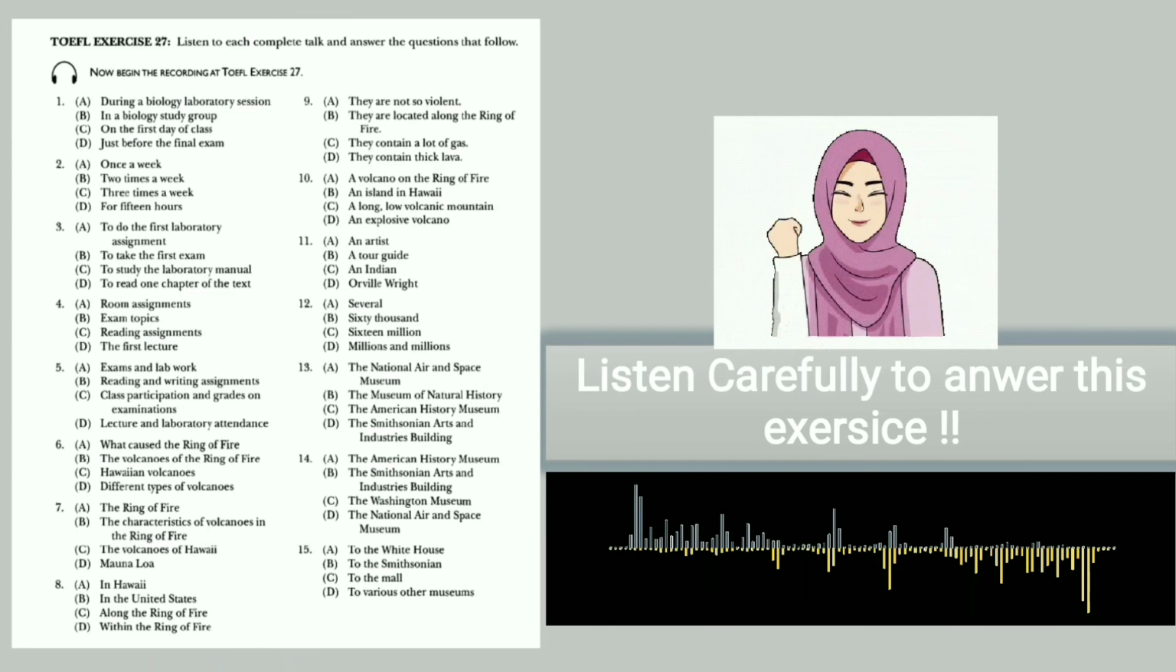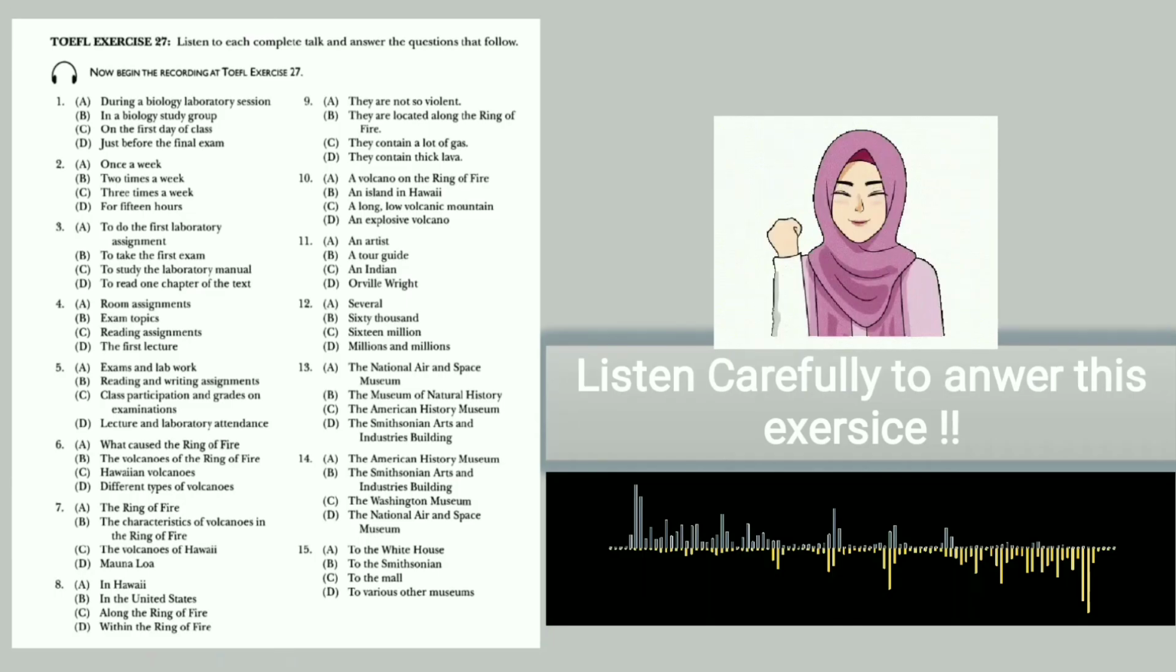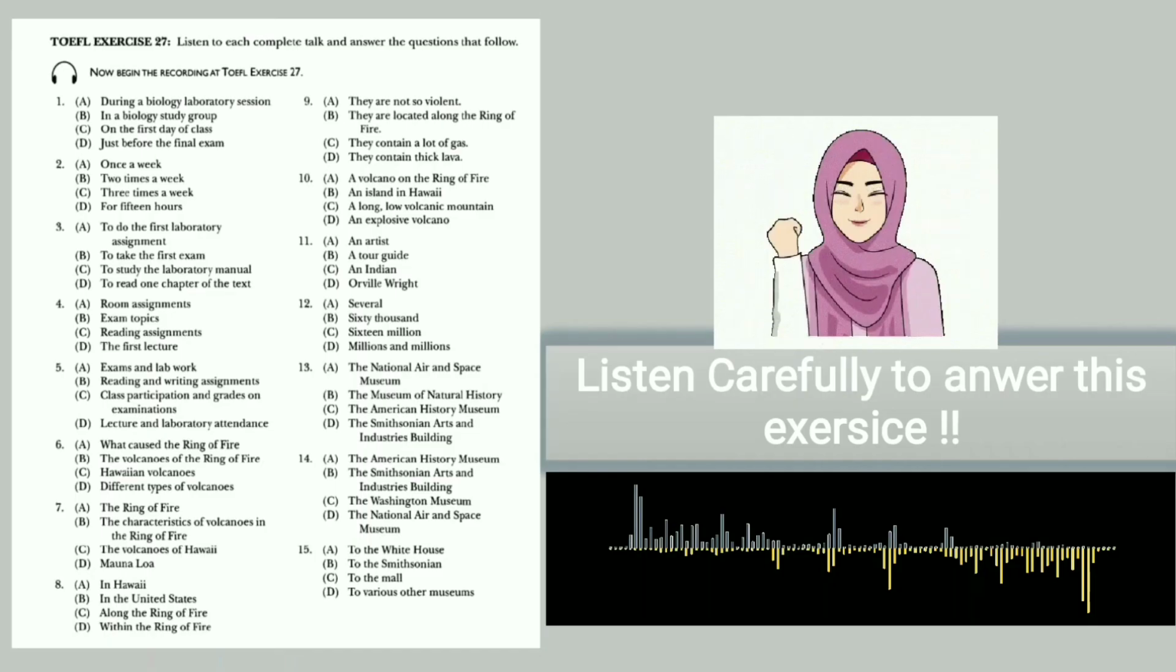Number 1. When does this talk probably take place? Number 2. How often will Professor Martin give lectures? Number 3. What is the assignment for the next class? Number 4. What information is given in the syllabus? Number 5. What will the professor use to determine the final course grades?